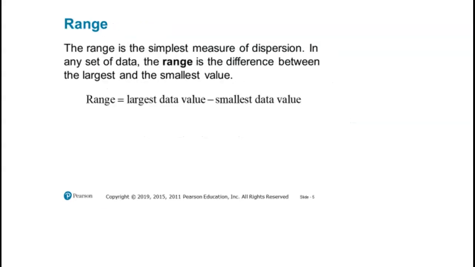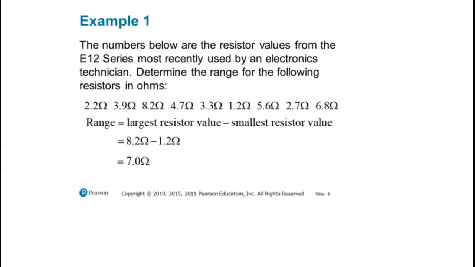So range is the simplest measure of dispersion. When we talk about dispersion, we talk about how far data is spread out. Range is just the difference of the smallest value and the largest value. Say somebody in the class scores a 100 and somebody scores a 50, with a whole bunch of data points in between. The range for that test is 50, because it's the difference of the smallest and largest values.